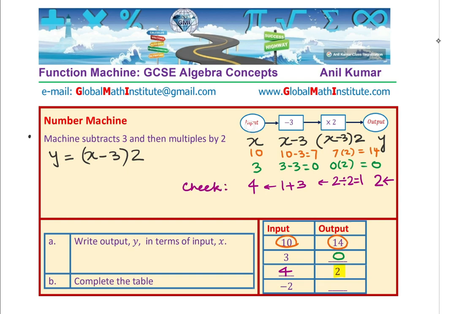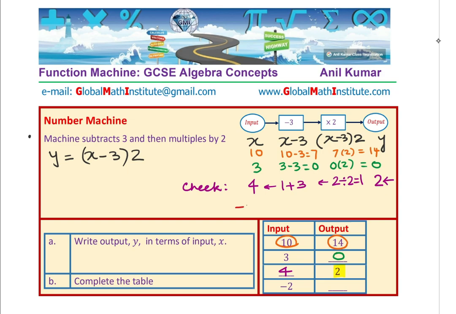Well, if 4 is the input, minus 3 will give you 4 minus 3 as 1, times 2 is indeed 2. So that is correct. You get the idea. Now, if minus 2 is the input, then what happens? So let's figure that out.